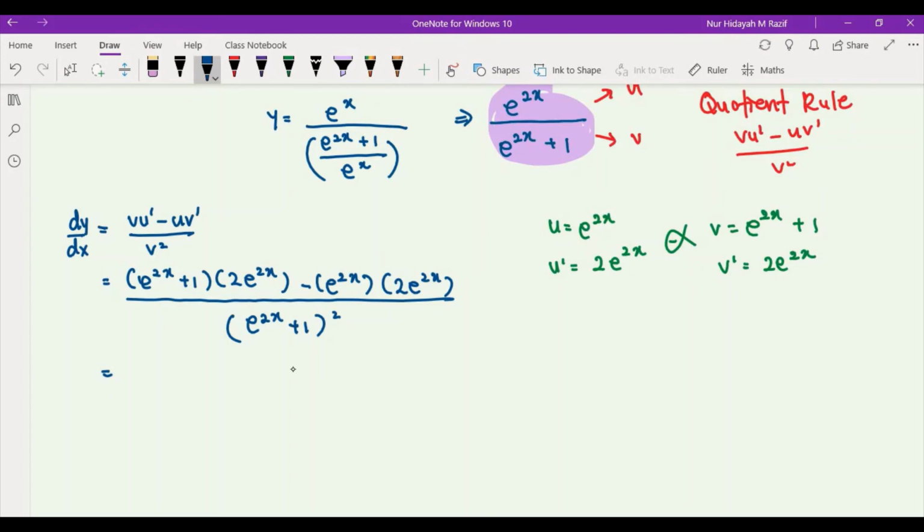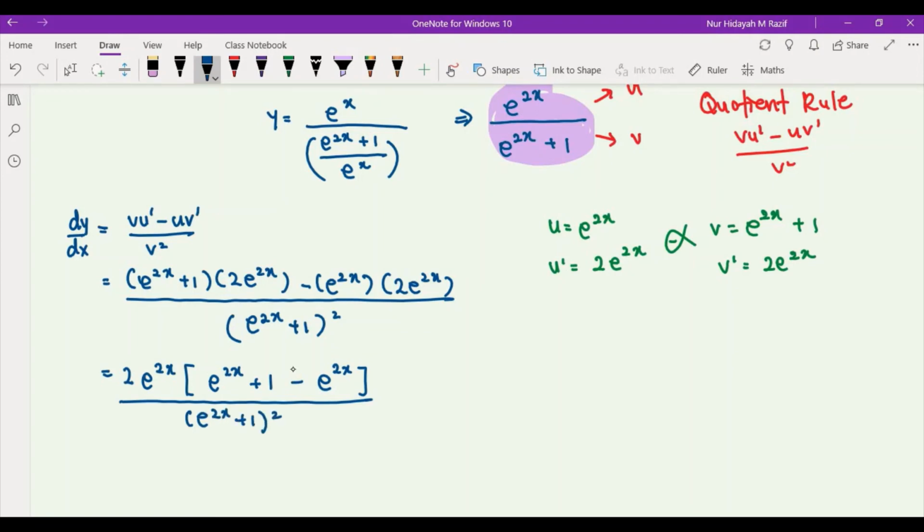What I will have is e power of 2x outside, and whatever is left inside is e to the power of 2x plus 1. I'm going to factorize 2e power of 2x, and whatever is left inside is e power of 2x plus 1, minus e to the power of 2x, and then the denominator will remain the same. You don't have to expand the denominator.